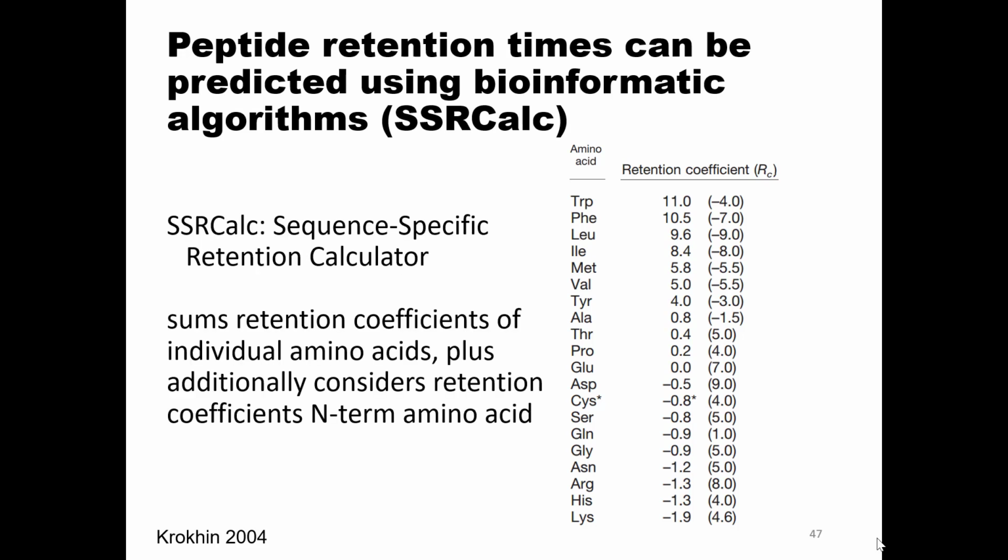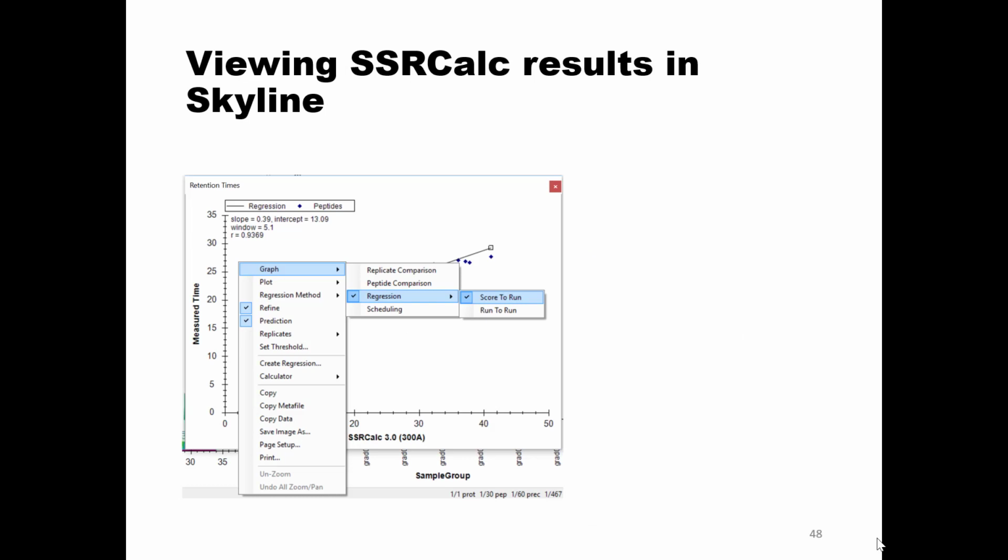And that's the idea behind SSRCalc, sequence-specific retention calculator. All it needs is a peptide sequence, some series of amino acids. It'll add up these retention time coefficients and do a little bit of a fancy thing with the N-terminus amino acid. It turns out that one's a little bit special. And then you can get a decent enough ballpark for the retention time for a peptide.